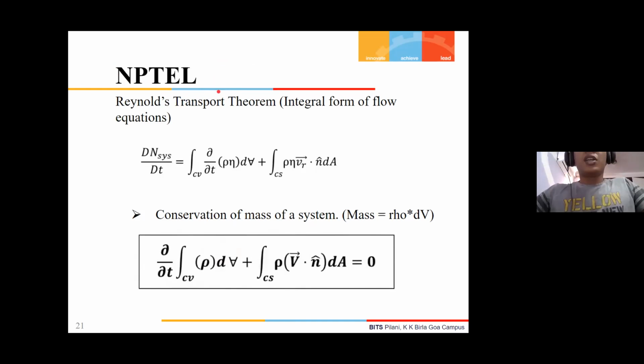The first thing that we learned there was the application of the Reynolds transport theorem and how we can derive the flow equations from it. The first flow equation was the conservation of mass of a system. After applying the Reynolds transport theorem on the mass of a system, we end up with an equation that looks like this.